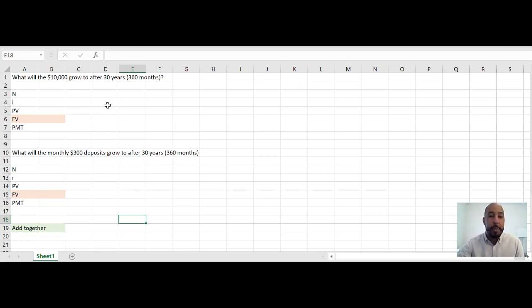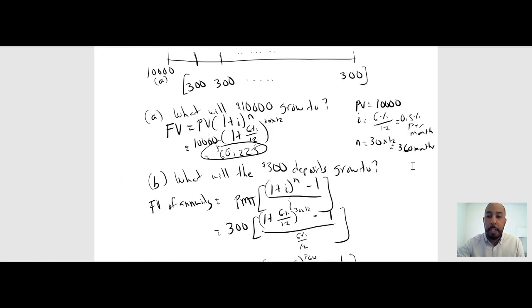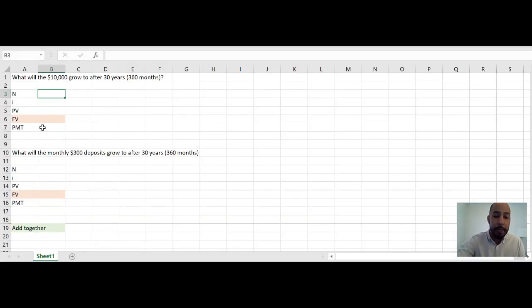So we can break it up into those two pieces like we just did. What will the $10,000 grow to after 30 years? We're just looking at that $10,000 part, so we can input the same numbers that we had before for N and I. Our N was 360 months, and our I was 0.5% per month. So I'll go to Excel and put those in. My N was 360 months.